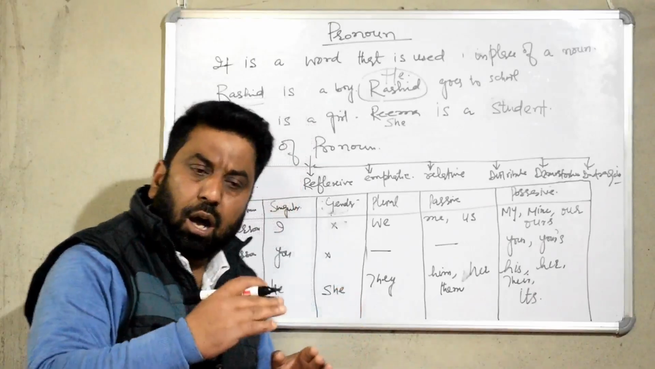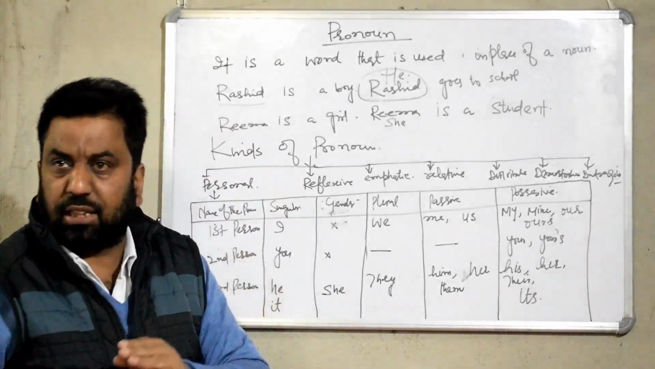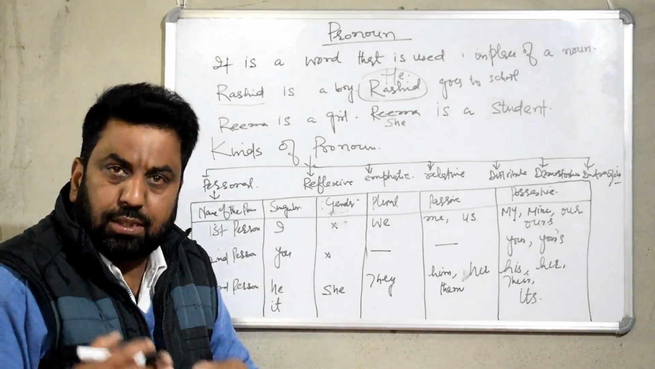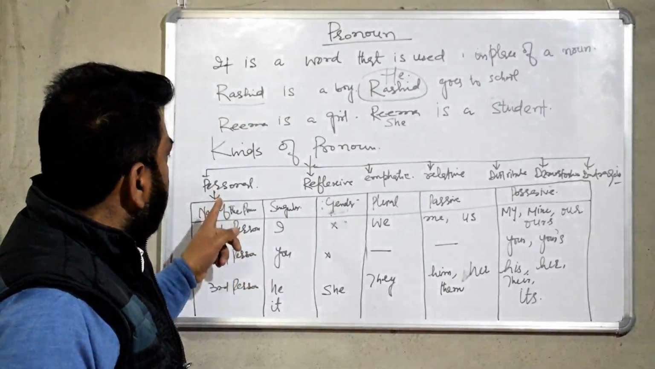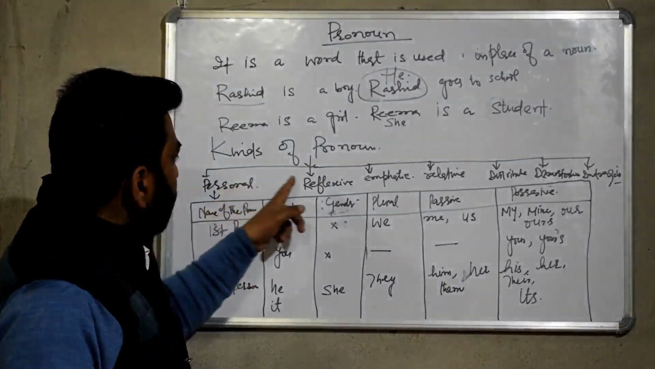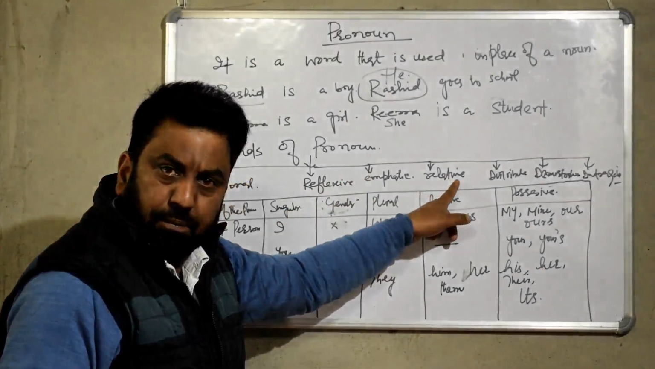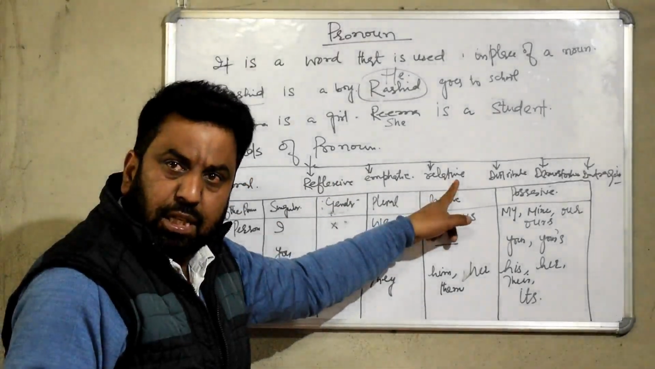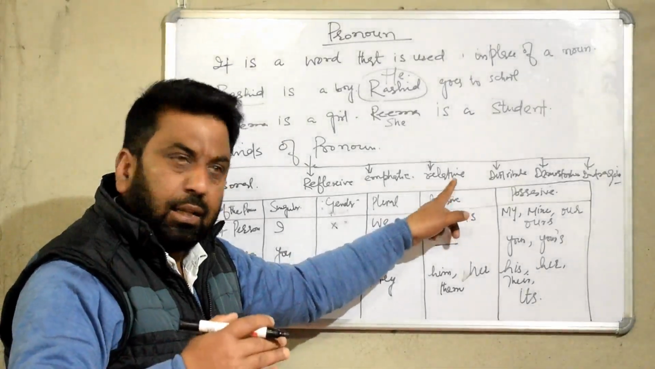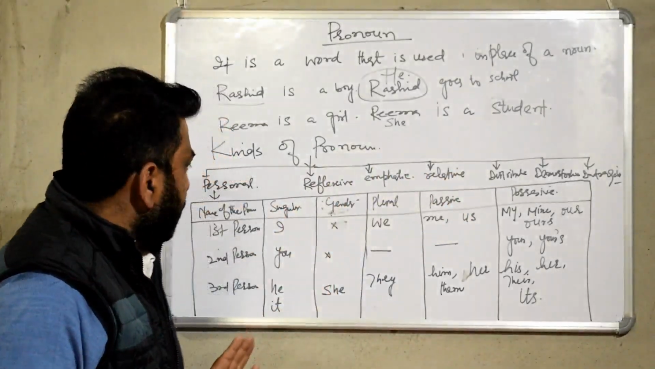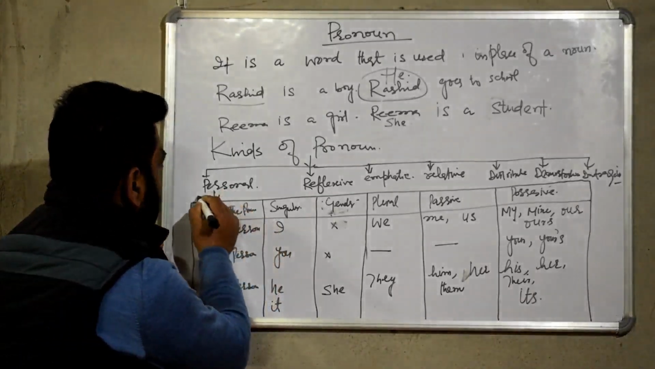The students are from the 6th class to the 10th class. When we go through the syllabus, they need 3 pronouns. That's personal pronoun, that's reflexive pronoun, and that is the relative pronoun. These 3 are very important among these parts. Let's say first, personal pronoun.